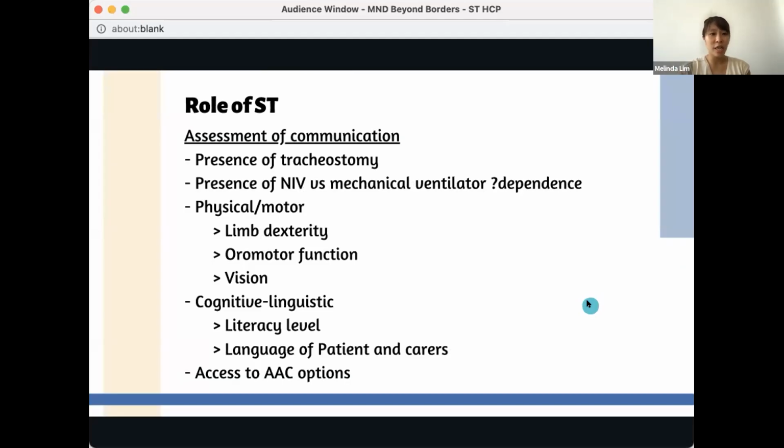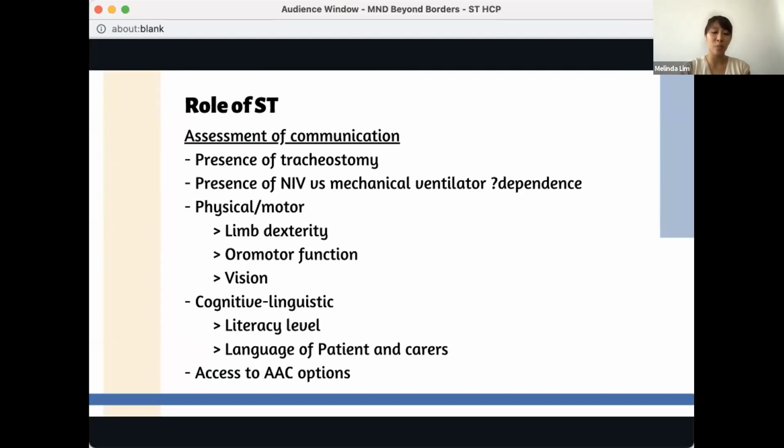I won't really go much into detail in terms of this swallowing assessment, because the main aim today is to focus a bit more on the communication aspect. But if anybody has any questions about these assessments, please feel free to bring that up a little bit later and I'll be happy to address them. Okay, so we get to the communication part.